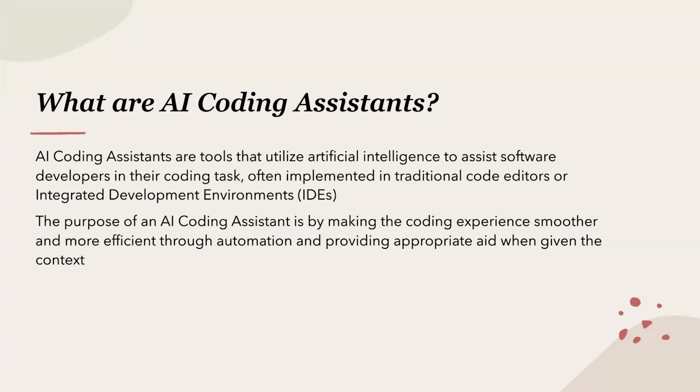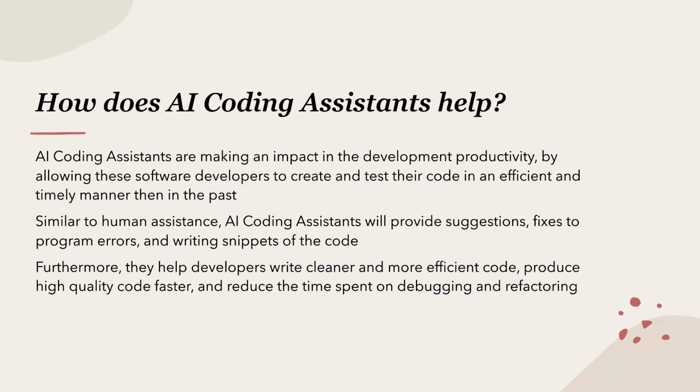So, what are AI coding assistants? Well, AI coding assistants are tools that utilize artificial intelligence to assist software developers in their coding tasks, often implemented in traditional code editors or integrated development environments, or IDEs. The purpose of an AI coding assistant is making the coding experience smoother and more efficient through automation and providing appropriate aid when given the context.